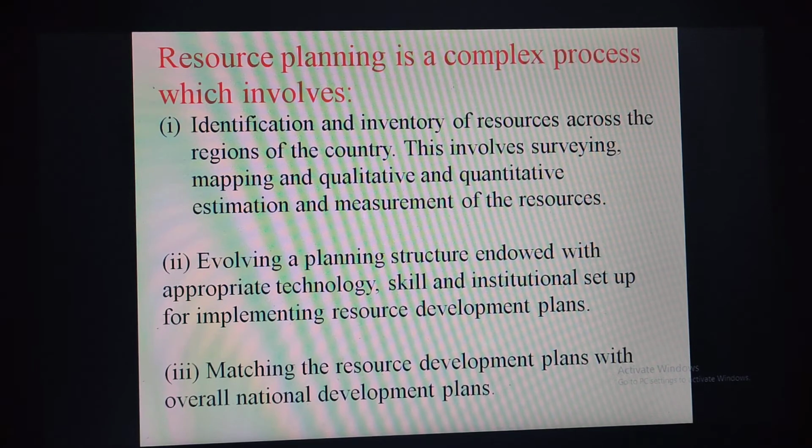And after that, matching the resource development plan with the overall national development plan. Once we are done with the planning of development plans and have set up all the things, we have to make sure that these plans are properly done with the national development. They have to match with the development plans which are done for the nation.